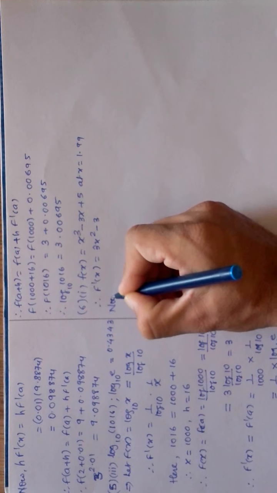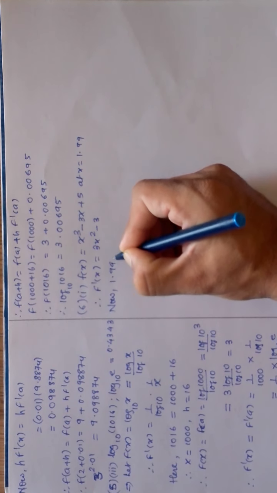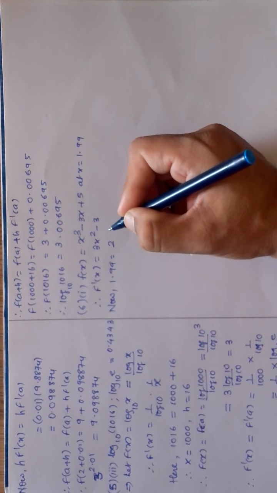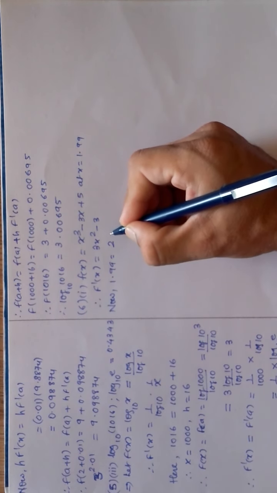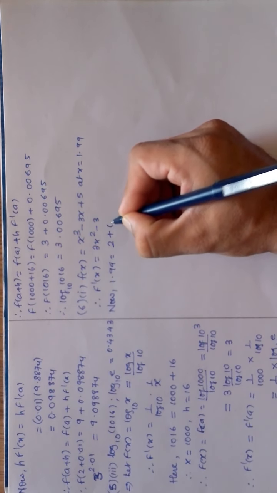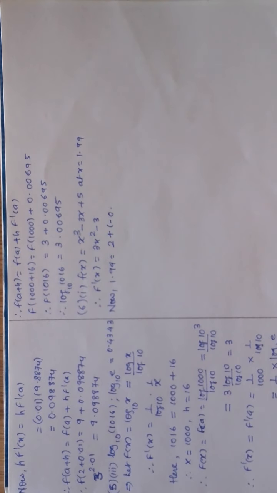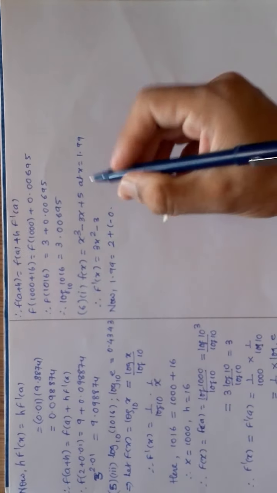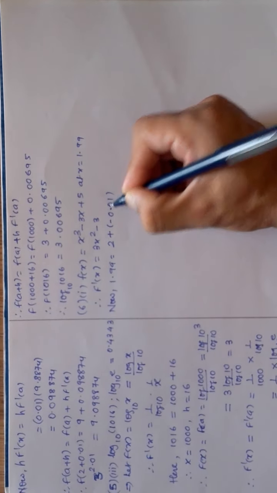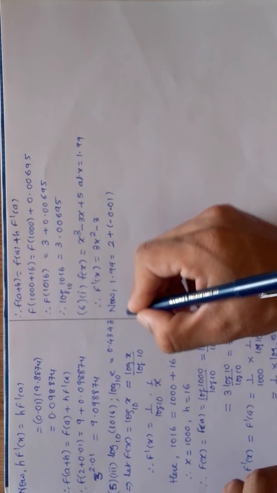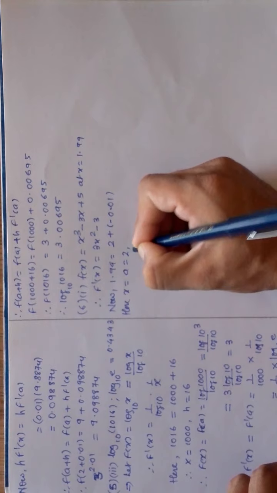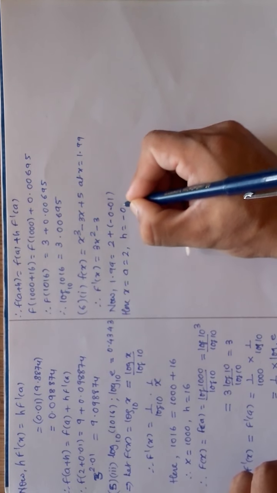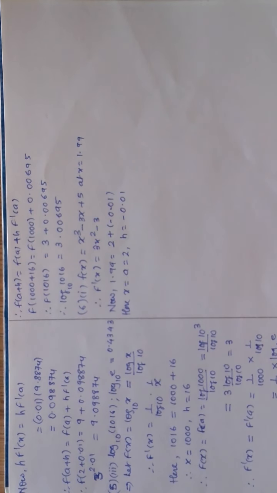Now your 1.99 is near to 2. Since it contains subtraction, that is why I took this one. 2, I think so it will be plus minus 0.01. Okay. So here your x is equal to a is equal to 2 and h is minus 0.01.